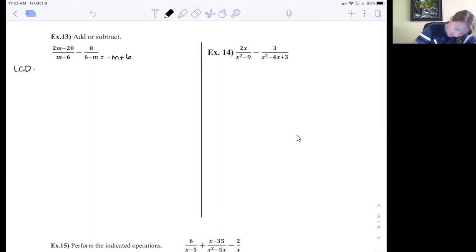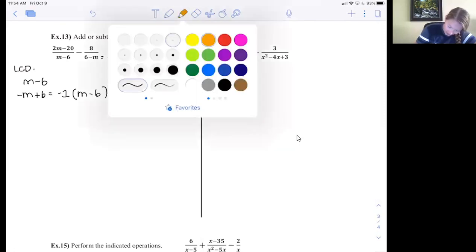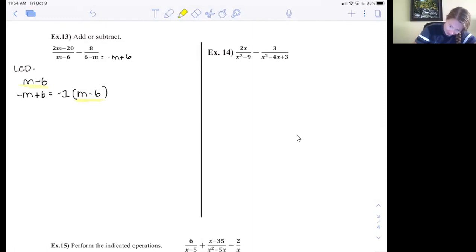So this m minus 6, I'm going to keep the same. And then this negative m plus 6, I'm just going to rewrite it. I'm going to take a negative one out so I can make that m positive. So I'm going to be left with on the inside m minus 6. So now I can see, what do I have in common? m minus 6 and m minus 6. So my LCD is going to have an m minus 6.